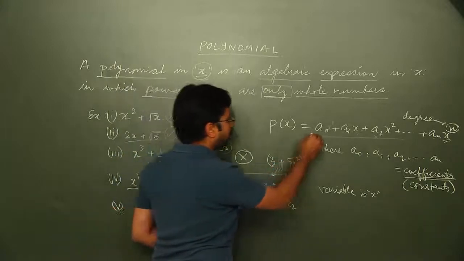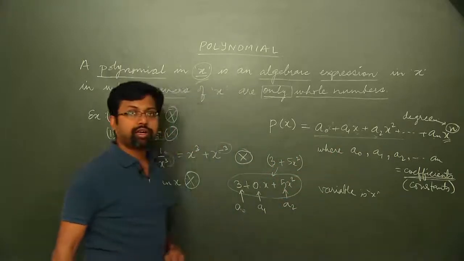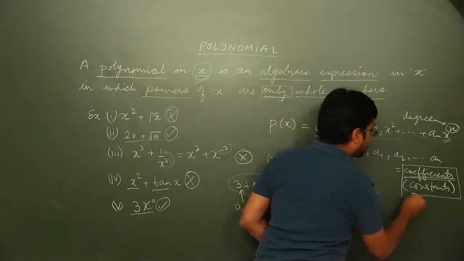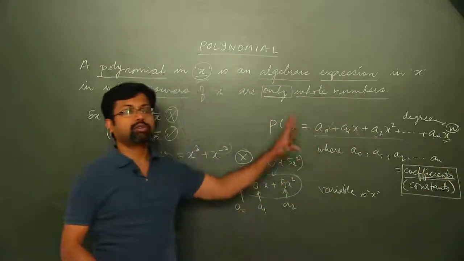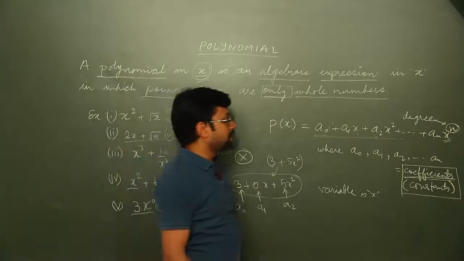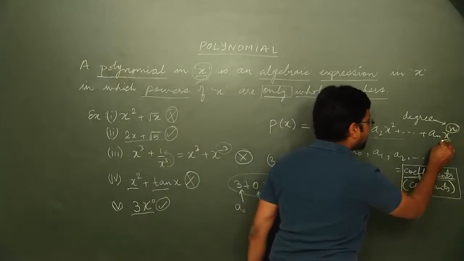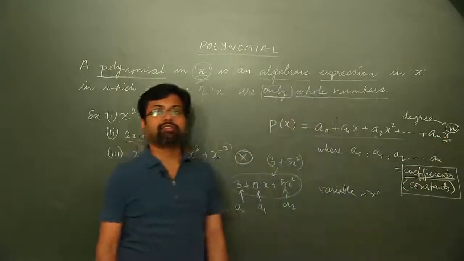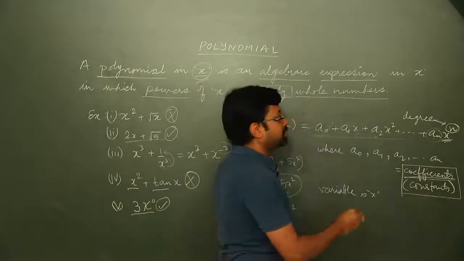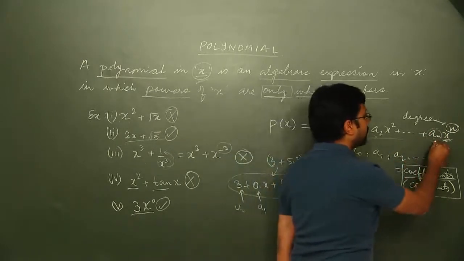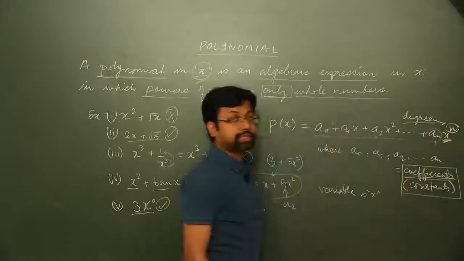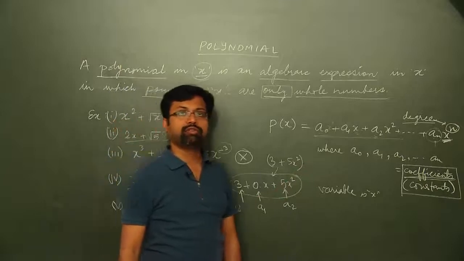So there are a couple of important terms that we have identified here. One is the coefficient. Coefficients are the constant numbers that are multiplied to different powers of x in a polynomial in x. And the degree of a polynomial is the highest power of x in that given expression. It is not the value of the coefficient. Please note, it is not the value of the coefficient, but it is the value of the highest power of x. That is the degree of a polynomial.